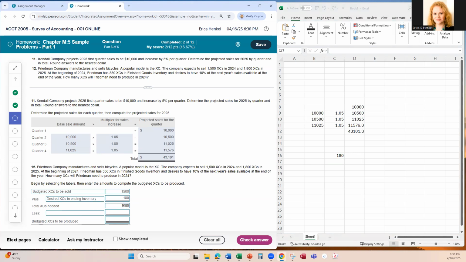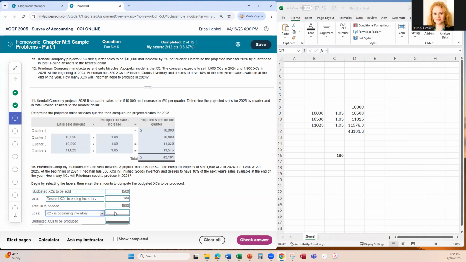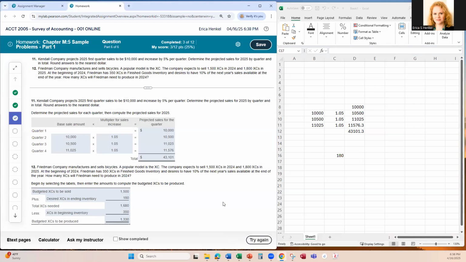Now, if we need 1,680, we will subtract from that what we already have, which is our beginning inventory of 350. And that is going to get us to a need of 1,330. So 1,680 minus the 350 gets us to 1,330. Okay, so that is that problem.